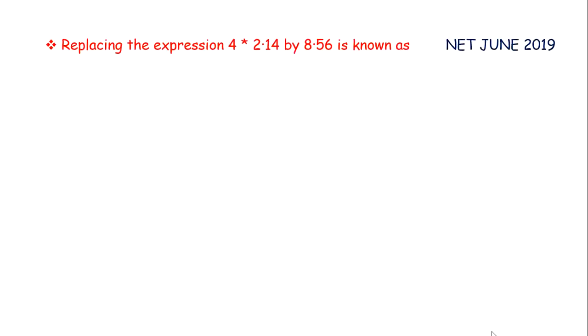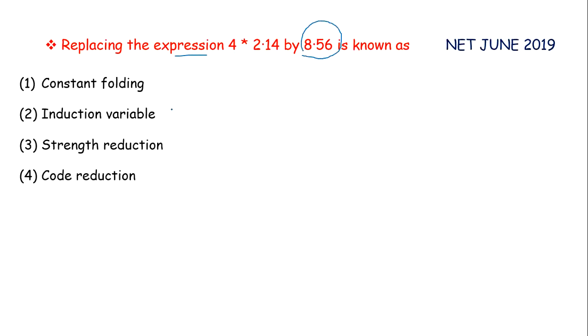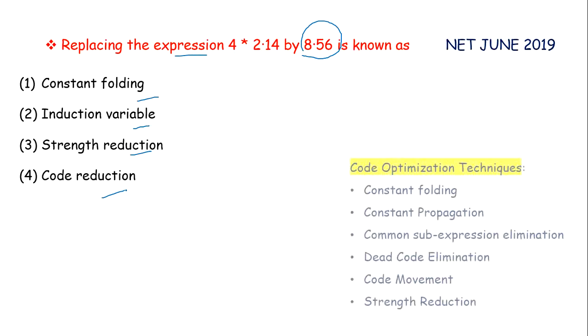Our first question is, replacing the expression 4 multiply 2.14 by 8.56 is known as, options are constant folding, induction variable, strength reduction, code reduction. Now this is a code optimization problem. Before we find the answer for this question, let us see what are different code optimization techniques.